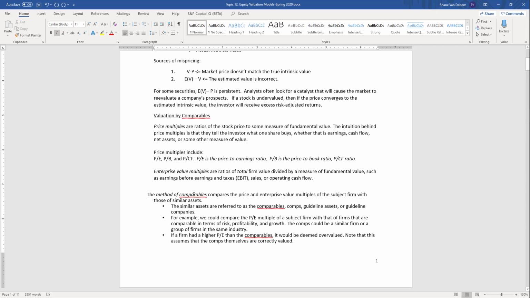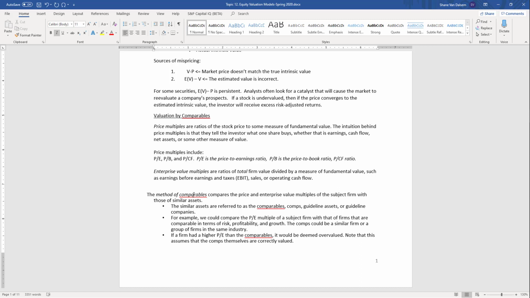The method of comparables compares the price and enterprise value multiples of the subject firm with those of similar assets. The similar assets are referred to as the comparables, comps, guideline assets, or guideline companies. For example, we could compare the PE multiple of a subject firm with that of firms that are comparable in terms of risk, profitability, and growth. The comps could be a similar firm or a group of firms in the same industry.